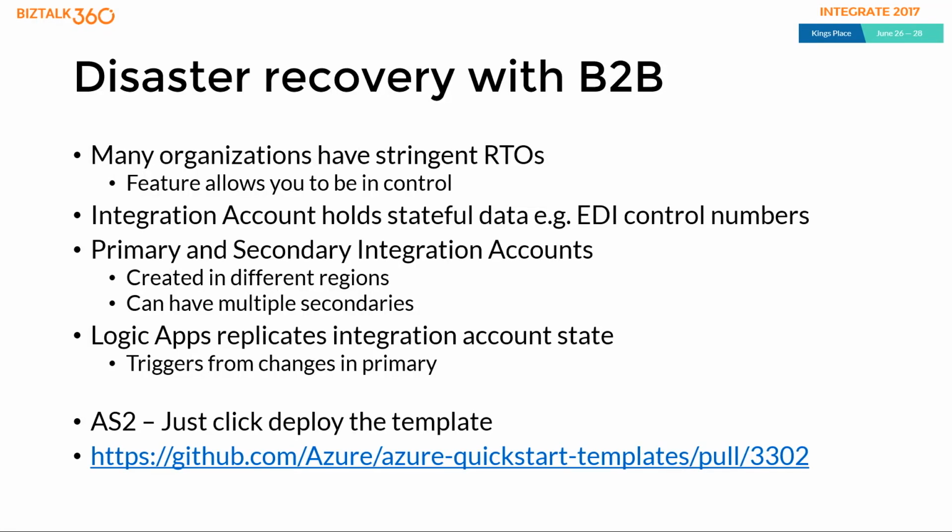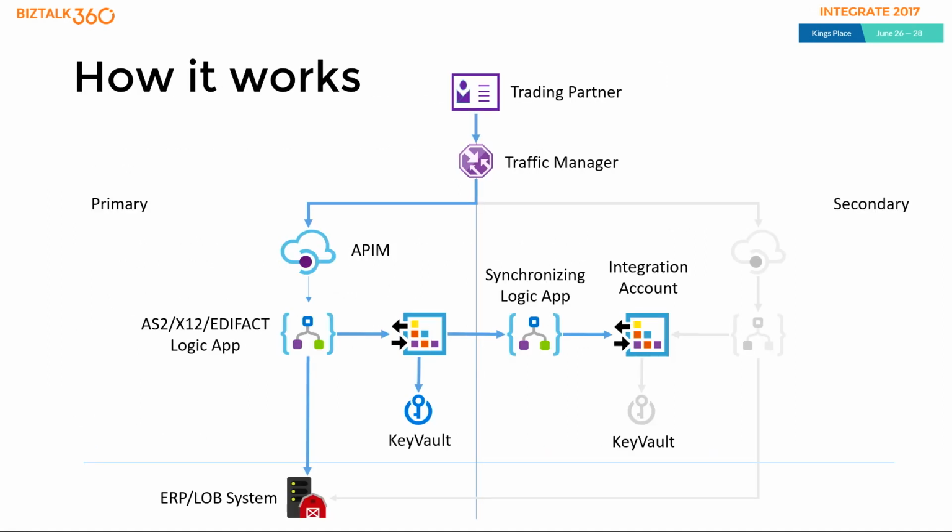So, this is the normal state of affairs. On the left-hand side, I have a primary. On the right-hand side, I have a secondary. That's all dark because I'm not doing any processing in that secondary node. So, I can put Traffic Manager there. I mean, Traffic Manager is actually an implementation detail of API Management now with its geo redundancy.